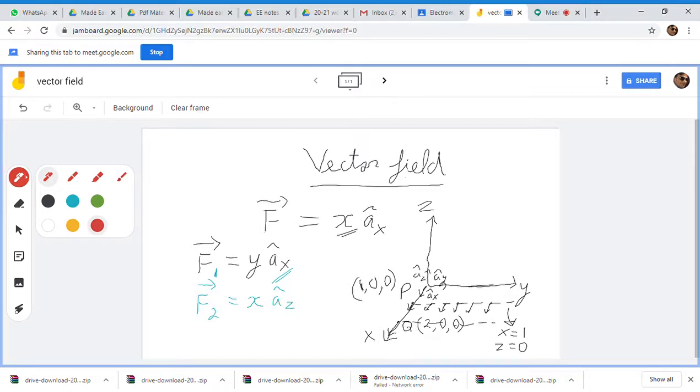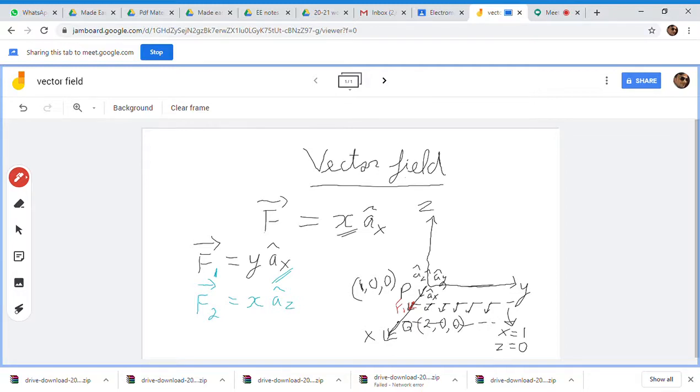So when you talk about F1, it is y in magnitude and in ax direction. So when you are talking at P point, you can see it is on the x-axis and your y coordinate is 0 in here. So your F1 will be denoted by a point, just a point, because there is no magnitude, and it will be oriented in ax direction. It will not have any magnitude, just a dot but a direction.